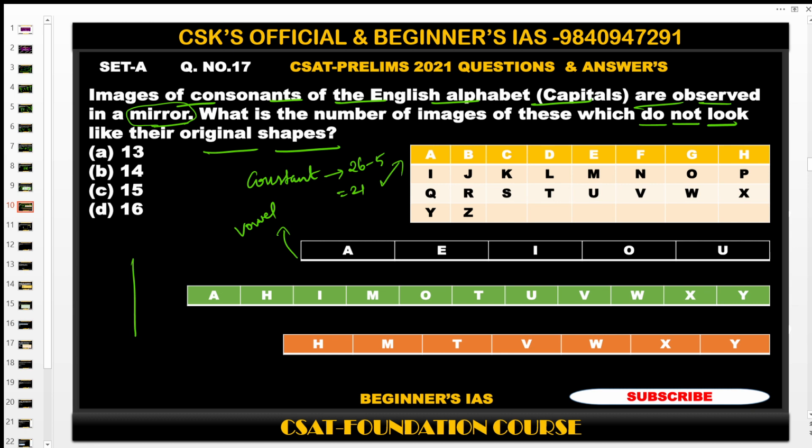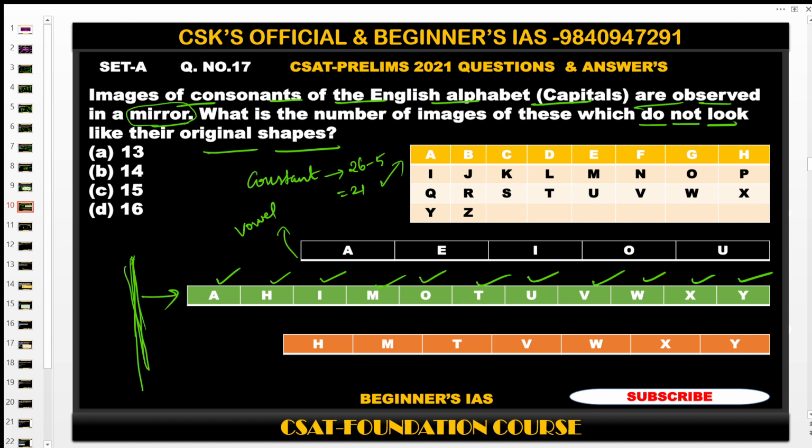Okay. First of all, when you are placing an alphabet in a mirror, it looks the same. So A will look the same, H will look the same, I, M, O, T, U, V, W, X, Y. When you are placing in a vertical mirror, listen carefully, it looks the same. So these are the lookalikes.